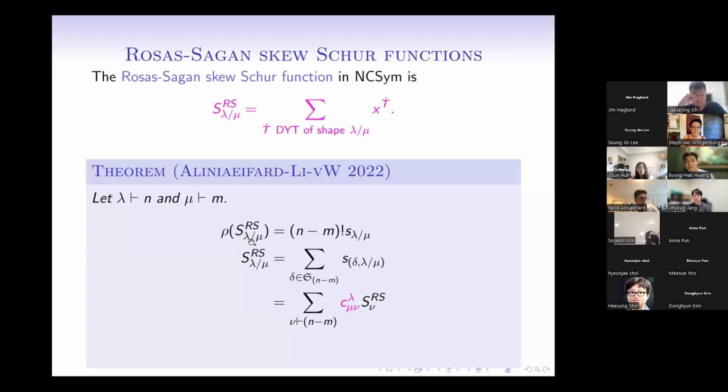So if we do this, then we get the following results. If you take the Rosa-Sagan skew-Schur functions and you let the variables commute, then what you get back is the classical skew-Schur functions along with a coefficient. You also have that our skew-Schur functions in non-commuting variables partition the Rosa-Sagan skew-Schur functions in a natural way. And if you write the Rosa-Sagan skew-Schur functions as a sum of Rosa-Sagan Schur functions, you can do this.